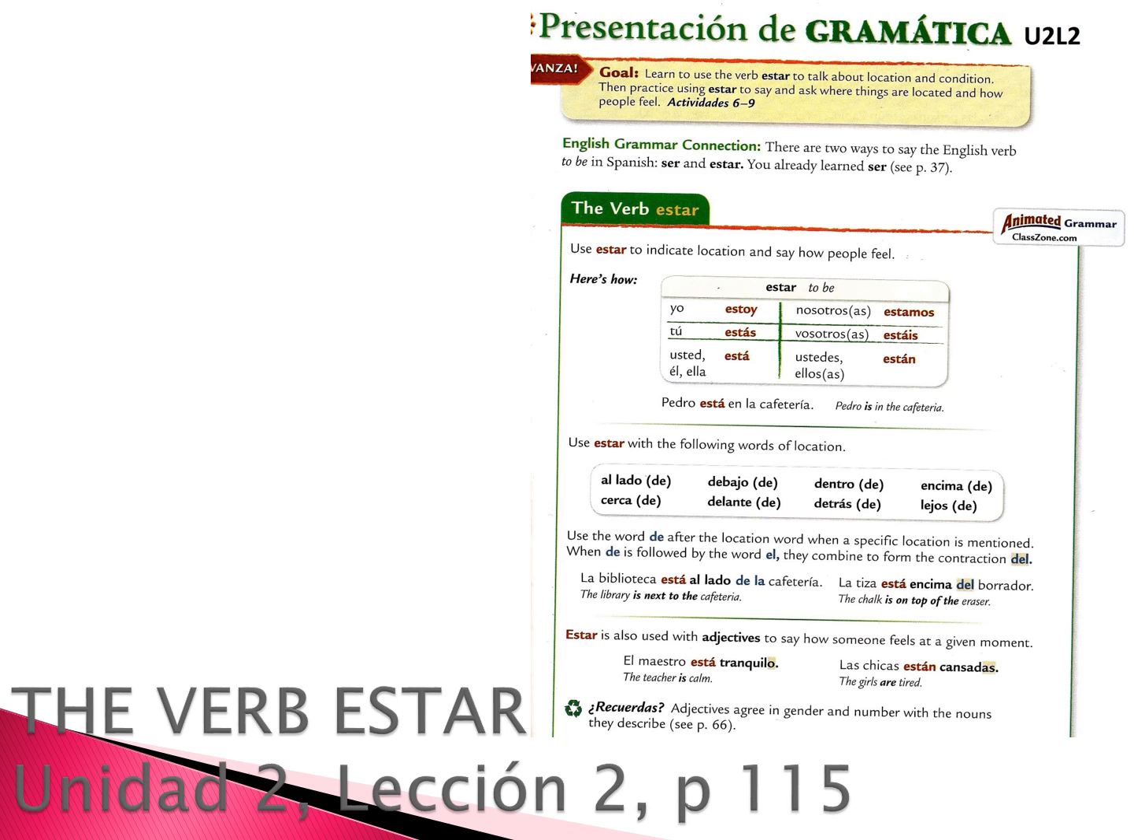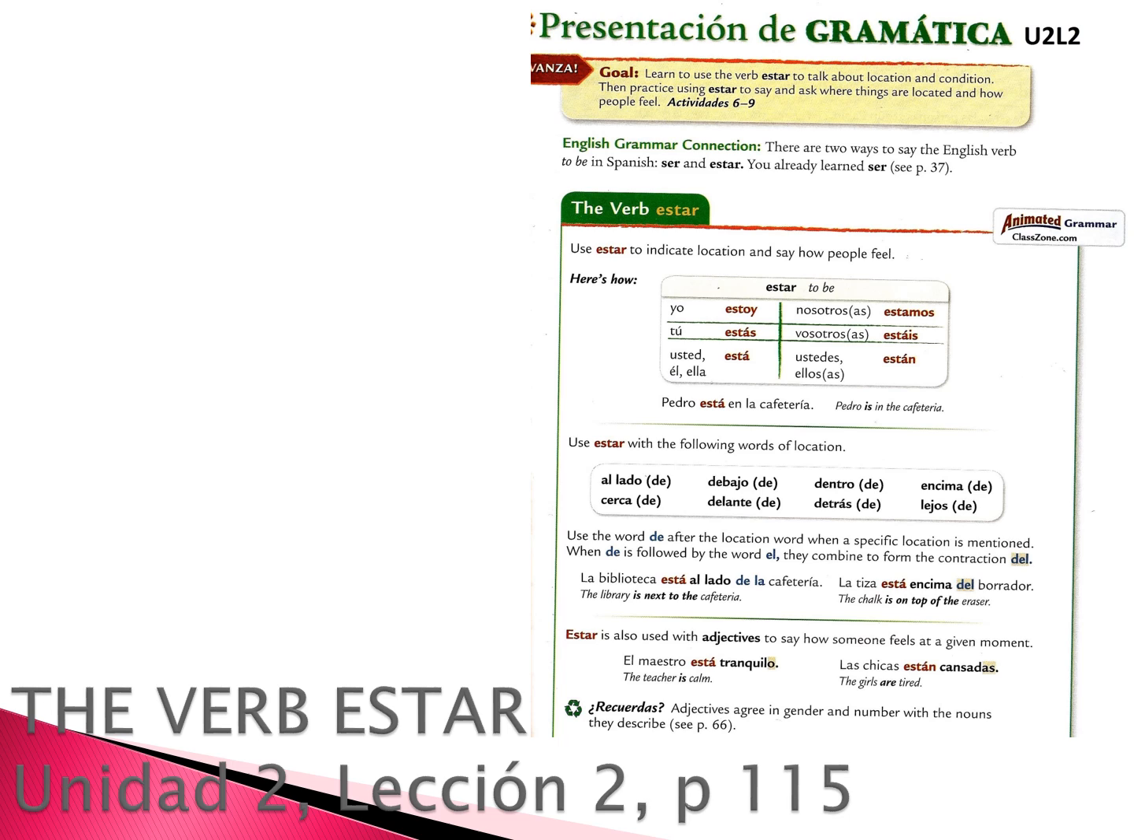Here's how. Estar means to be. Yo estoy, tú estás, usted está, él está, ella está, nosotros estamos, vosotros estáis, ustedes están, ellos están. Use estar with the following words of location. Al lado de, cerca, cerca de, debajo, debajo de, delante, delante de, dentro, dentro de, detrás, detrás de, encima, encima de, lejos, lejos de.